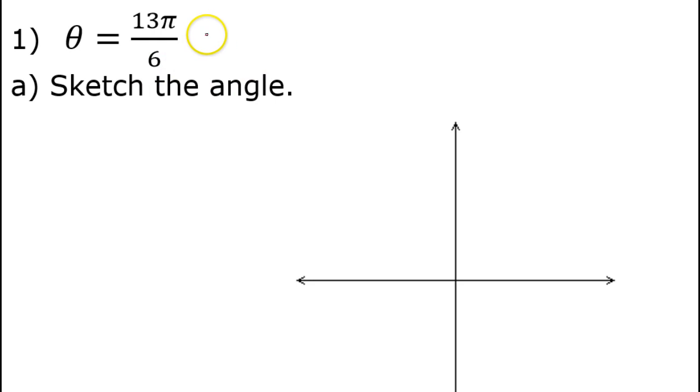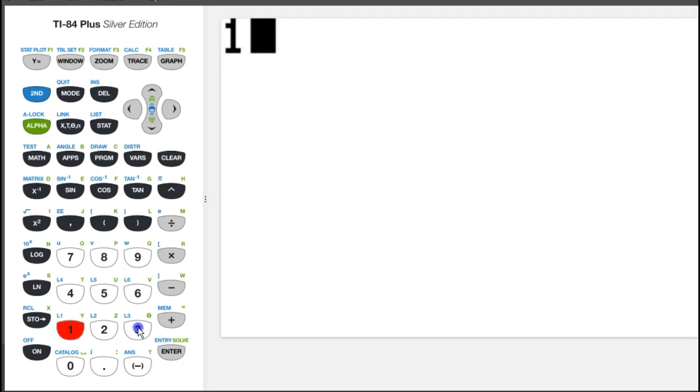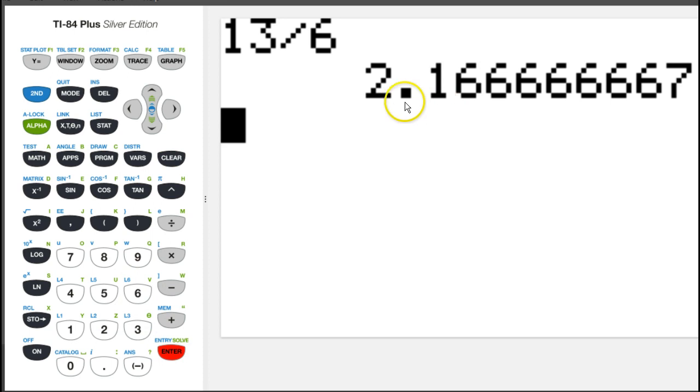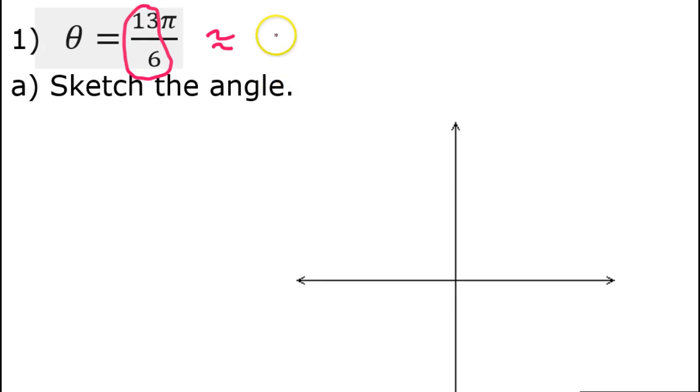I find it helpful to take the 13 over 6 part and figure out what that is as a decimal. So 13 divided by 6 is about 2.2. So that makes this approximately 2.2 pi. So in standard position, the angle always starts at the positive x-axis.